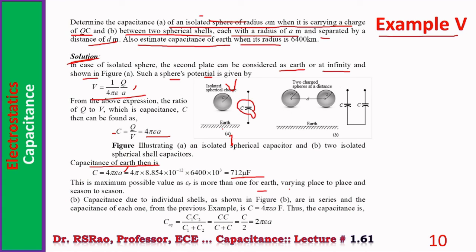B, capacitance due to individual shells. It is depicted in B. The shells are in series and the capacitance of each one from previous example is 4 pi epsilon A. Thus equivalent capacitance or effective capacitance is C1 C2 by C1 plus C2. It turns out to be 2 pi epsilon A.